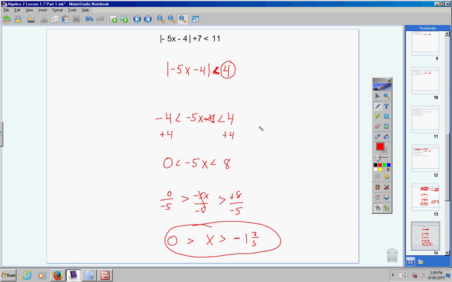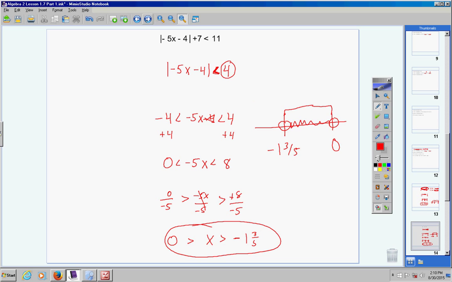If I asked you to graph that, no problem. 0 is a critical value right here. Negative 1 3/5 is a critical value right here. Both these points will be open because there's no equal sign here or here. Let's see, read it from the x. X is less than 0, so we're going this way. X is greater than negative 1 3/5, we're going this way. There's the graph right there.